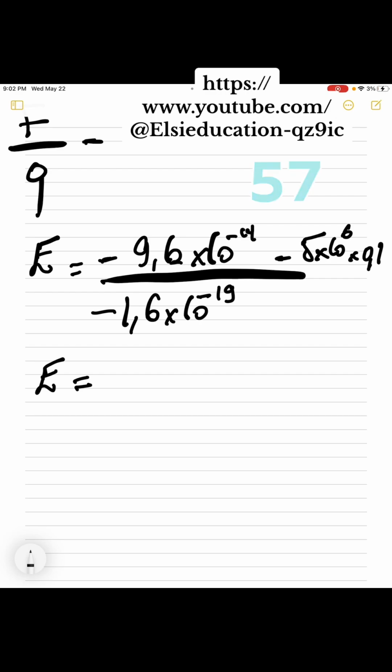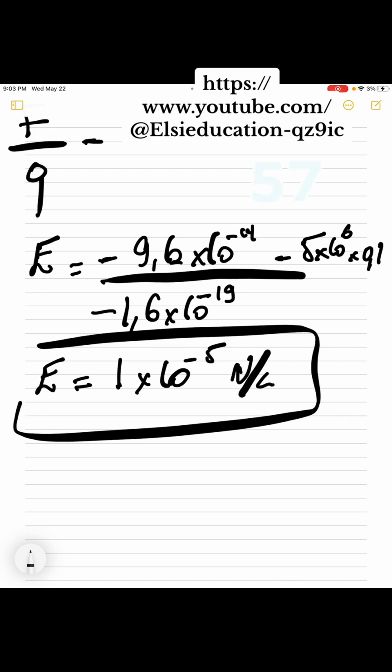And the electric field will be equal to 1.5, so it's going to be equal to 1 multiplied by 10 to the power of minus 5 Newton per Coulomb. And that's in the k direction.